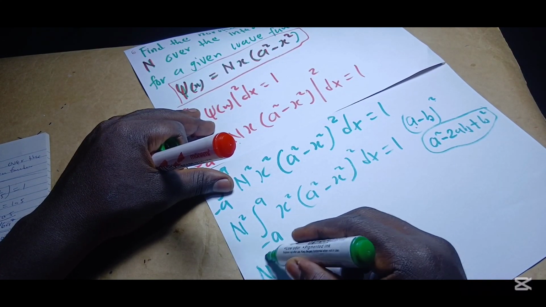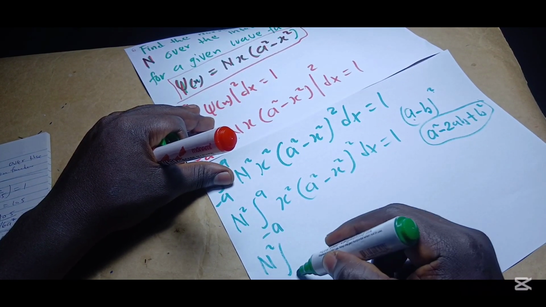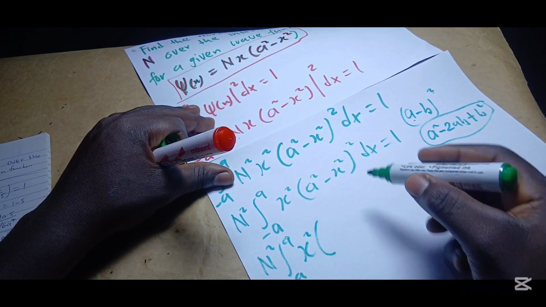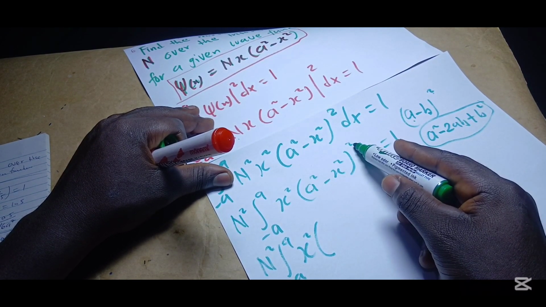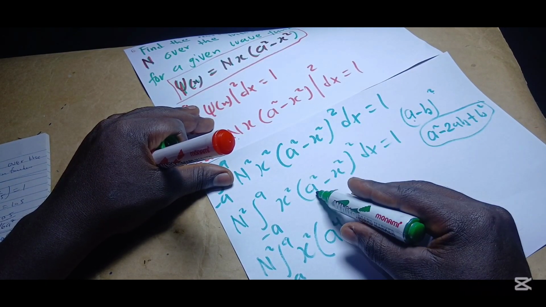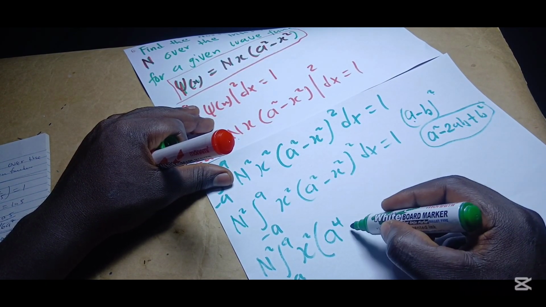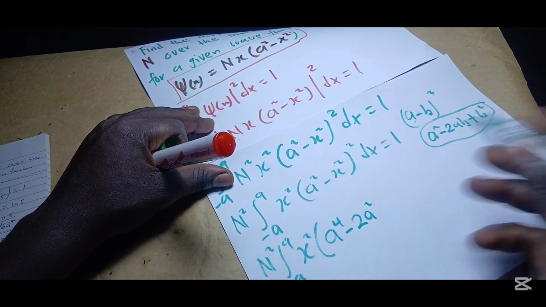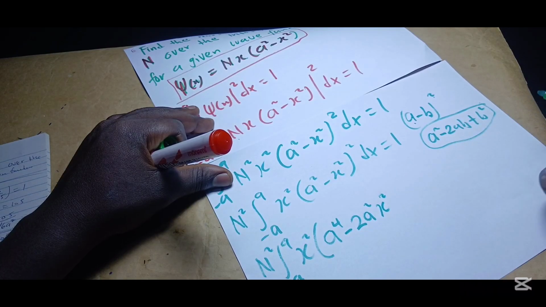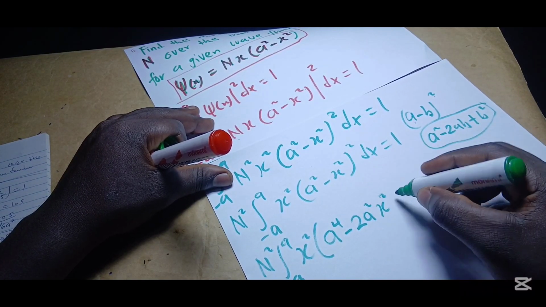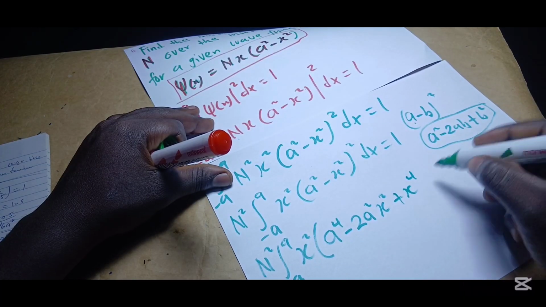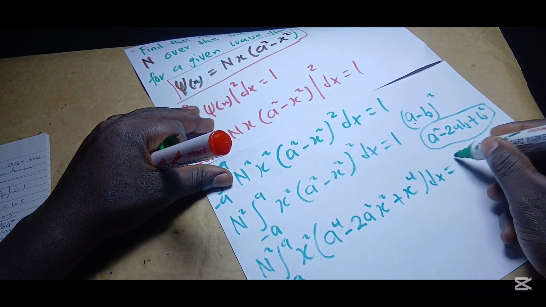So we are going to get n squared integral from negative a to positive a, x squared into bracket. So a to the power 2 to the power 2 again gives us a to the power 4. Then 2 multiplied by a squared multiplied by minus x squared gives us minus 2a squared, sorry, minus 2a squared x squared. And now we square the last term, x squared to the power 2 gives us positive x to the power 4. Then dx equal 1.